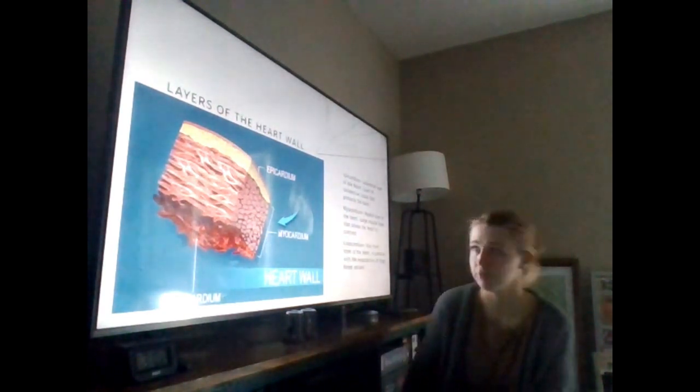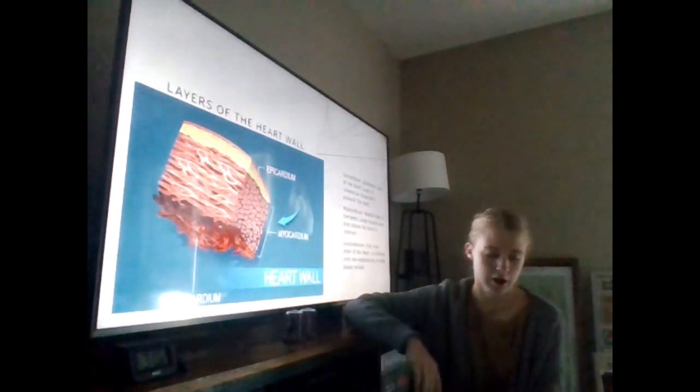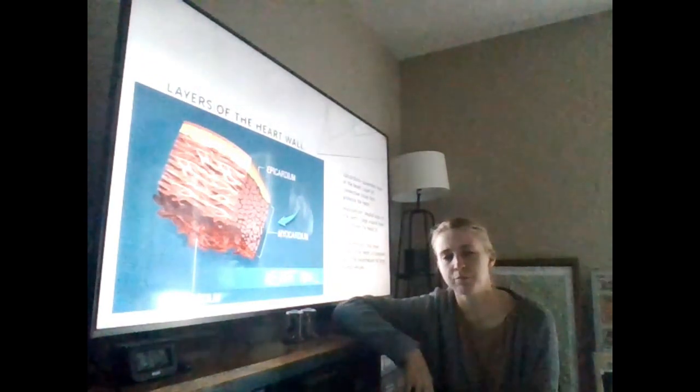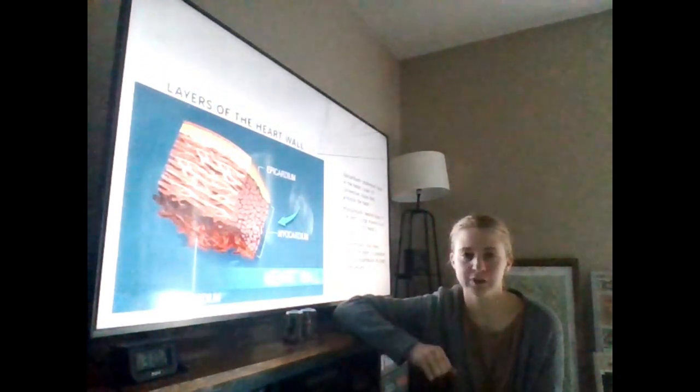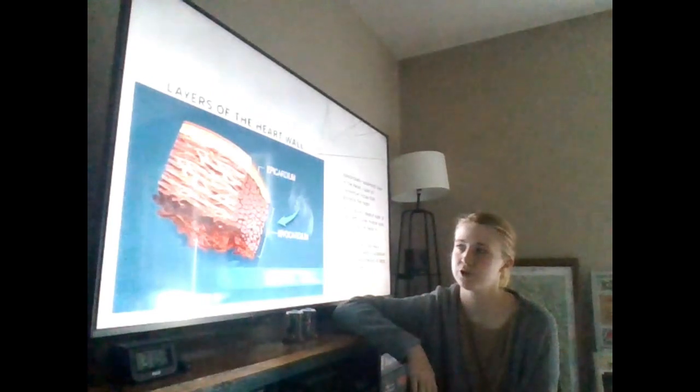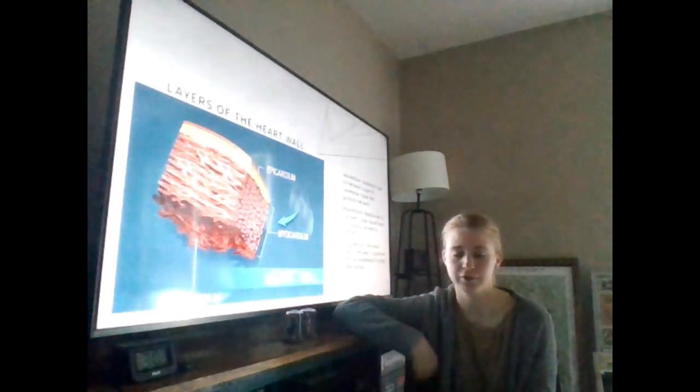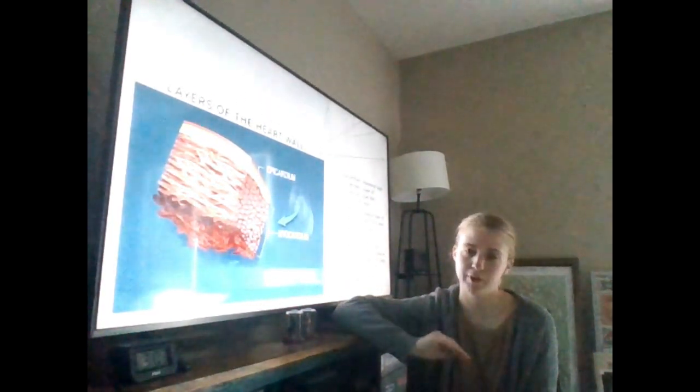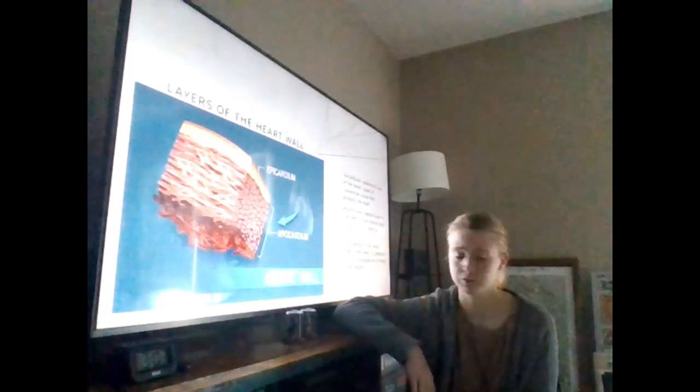Then you have the myocardium, which is this middle layer here, that is primarily made up of your muscle tissue. This is going to be the workhorse layer of your heart. It's going to be what's doing all of that squeezing and contracting and moving all that blood around. It's made primarily up of muscle tissues.